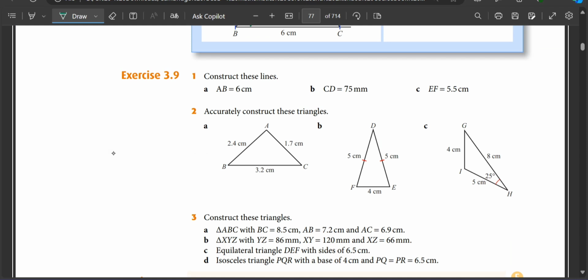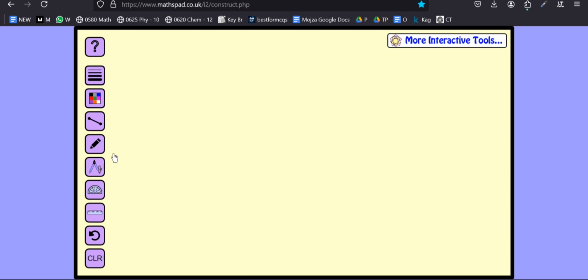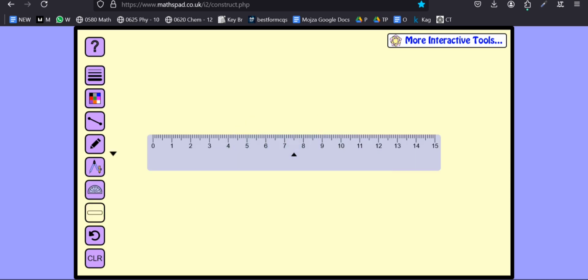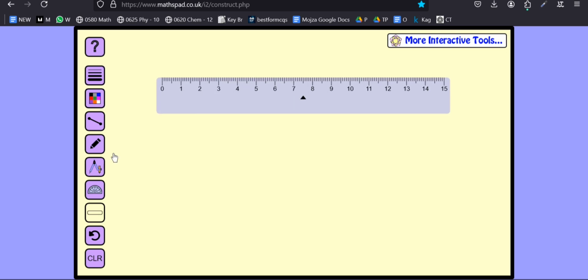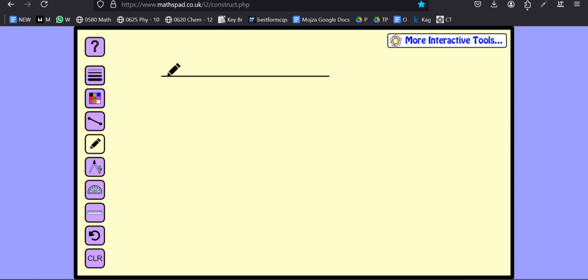Let's look at Exercise 3.9. Construct the line AB equal to 6 centimeters. Let's work on this. Here is our ruler, so let's have it over here. Now we're going to mark a point A over here, and we can make a line as long as you want. Now we're going to remove this, and we're going to mark this point as A. So this is the point A over here.